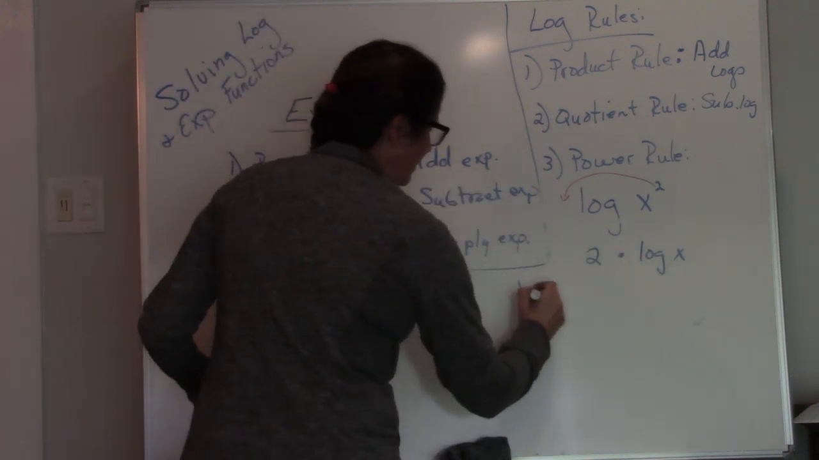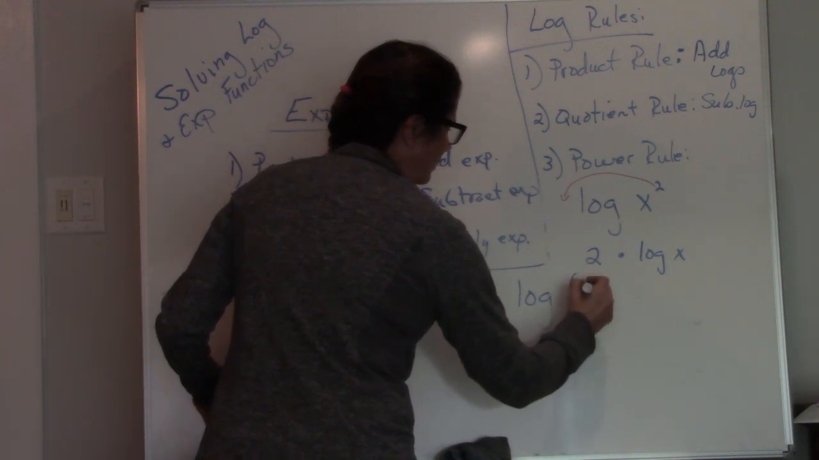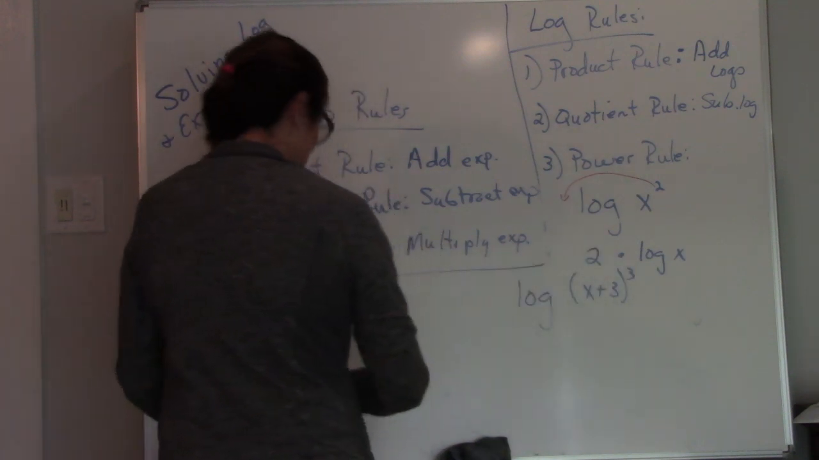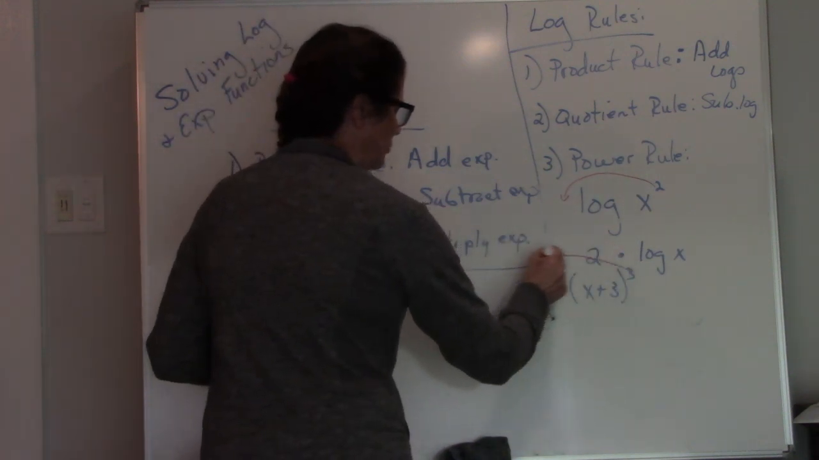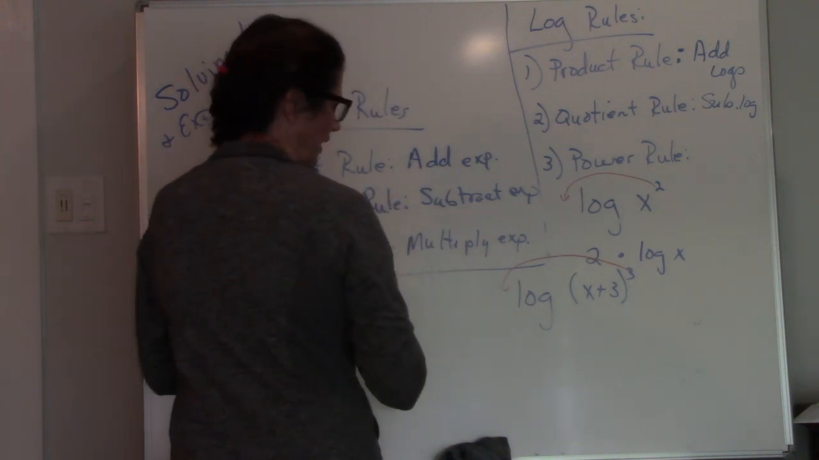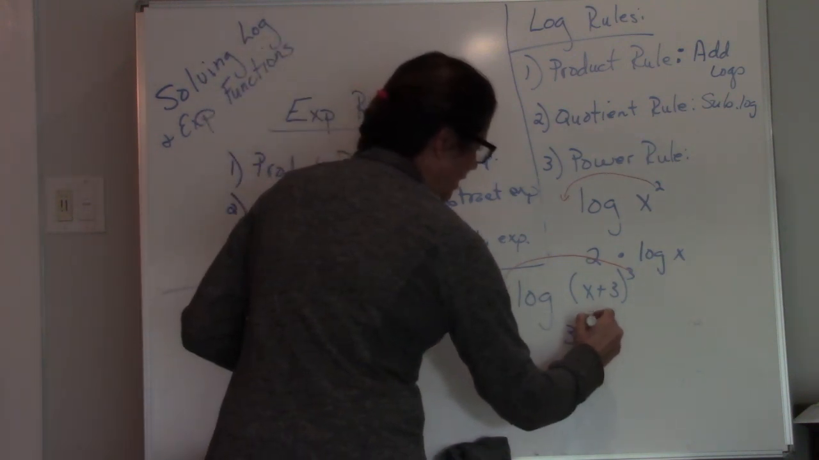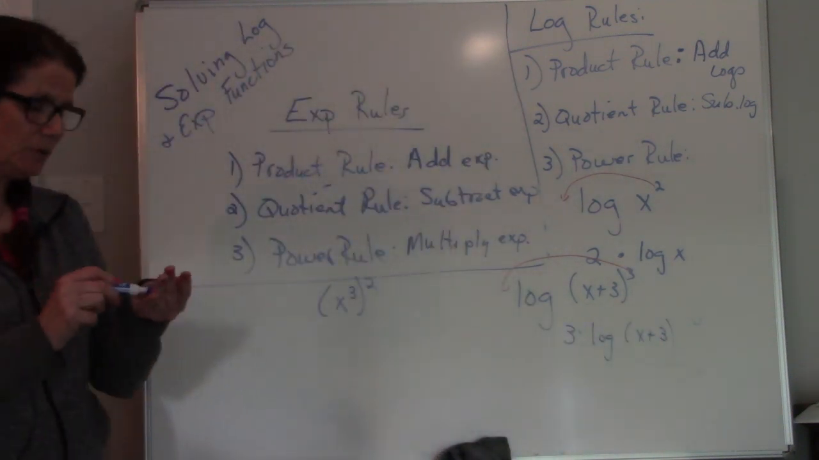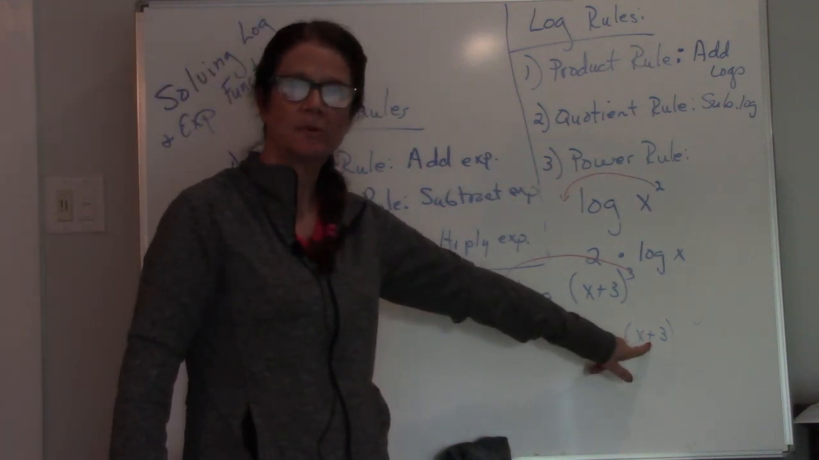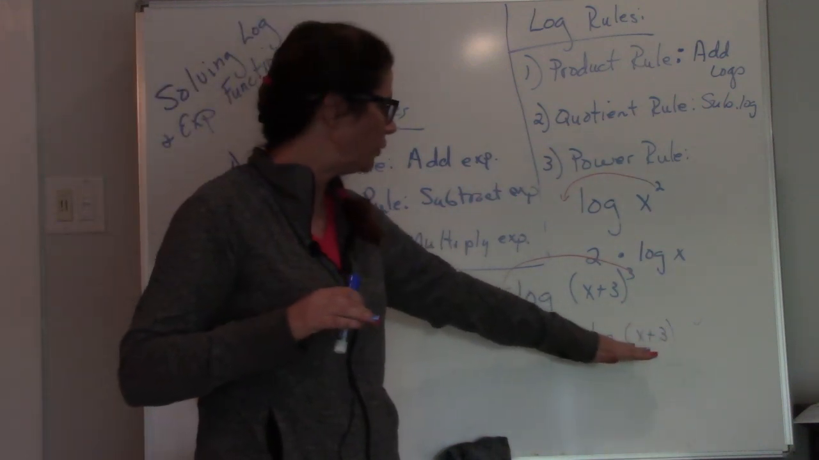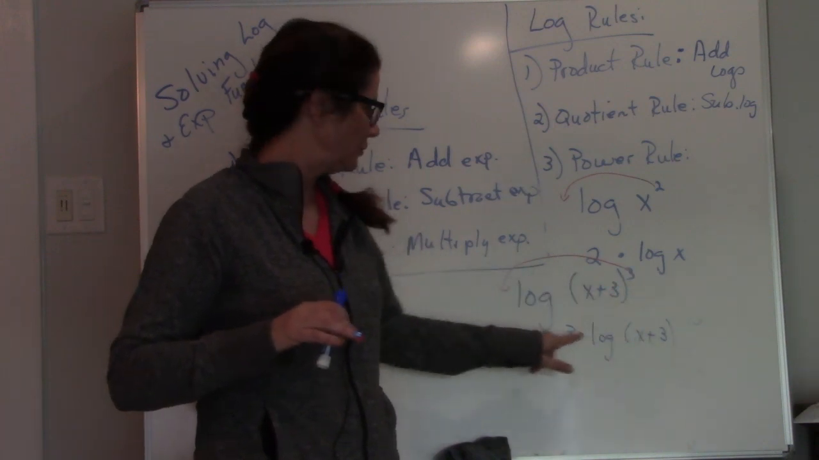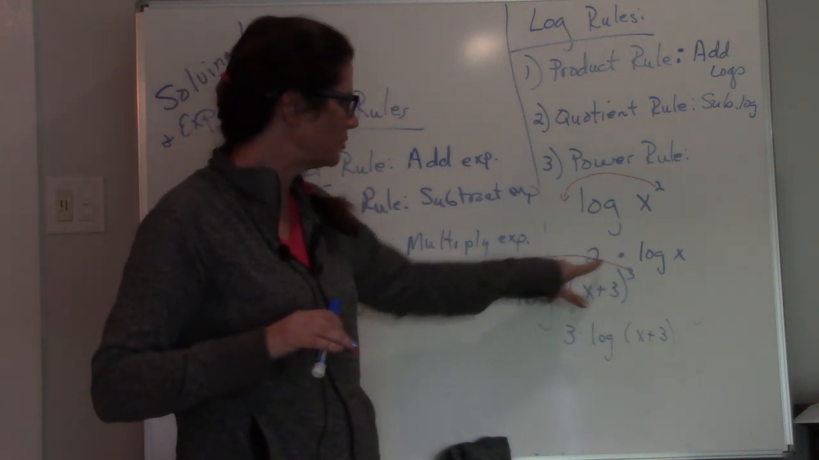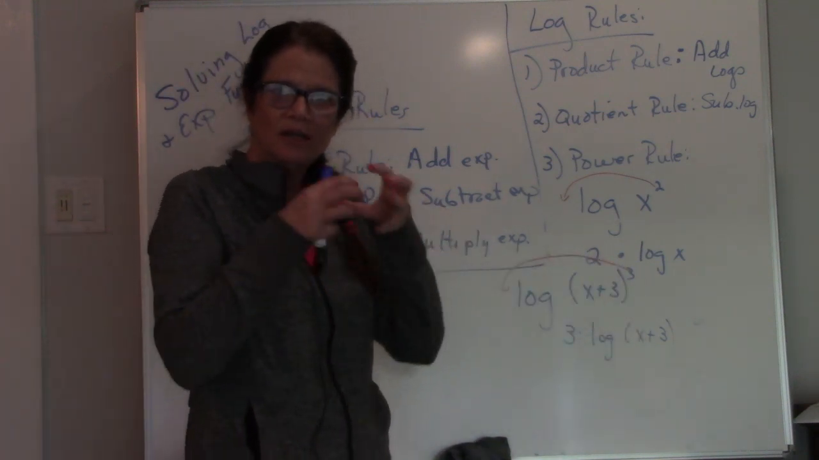Let me give you another example. So if I had log of x plus 3 to the third power, I'm going to take this exponent, and I'm going to drop it to the front, and I end up with 3 times log of x plus 3. Okay? Now notice we don't have a rule for adding exponents. We only have a rule for multiplying the exponents. Okay? Up here, multiplying. So when I drop this to the front, this x plus 3 is in parentheses. It stays together, right? It's one term.